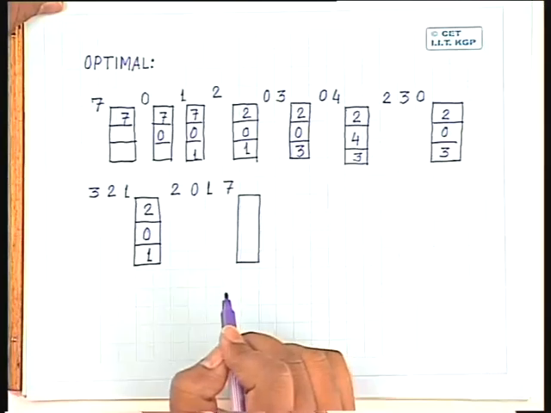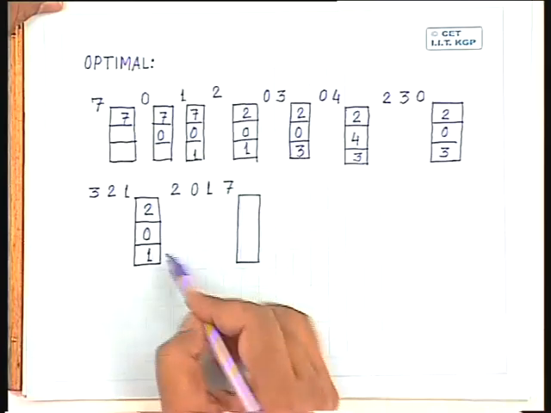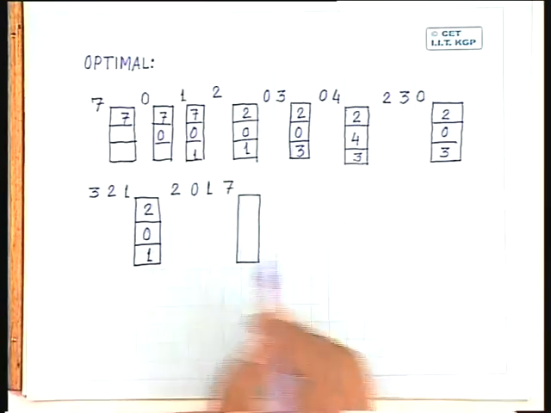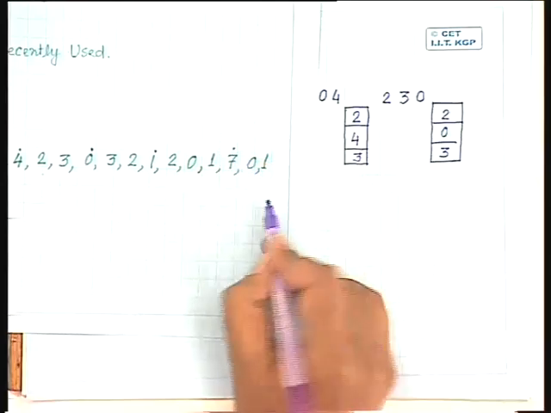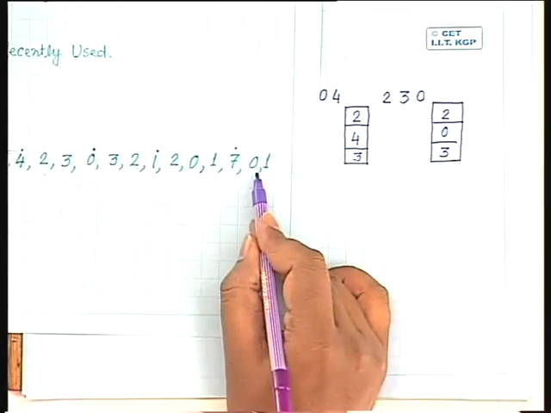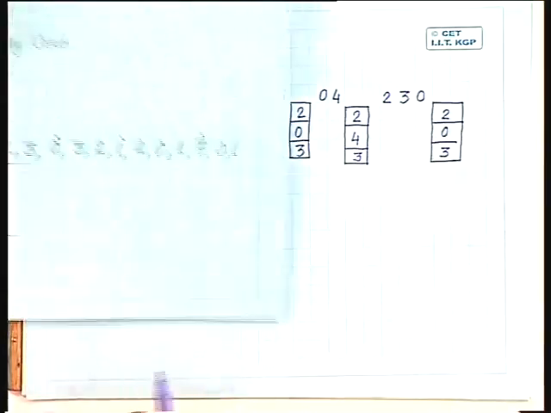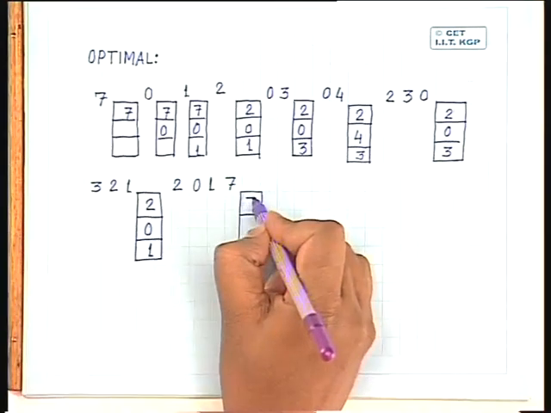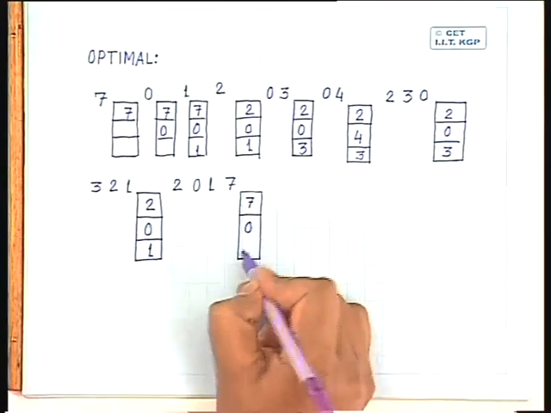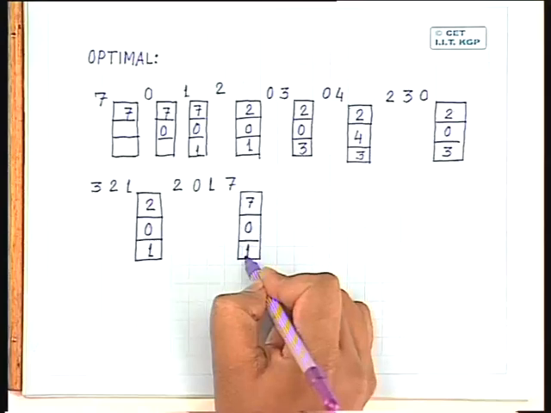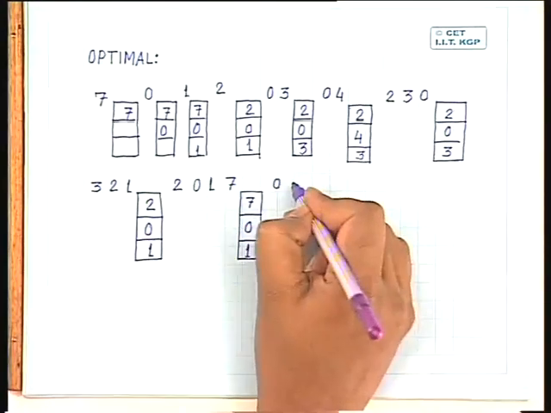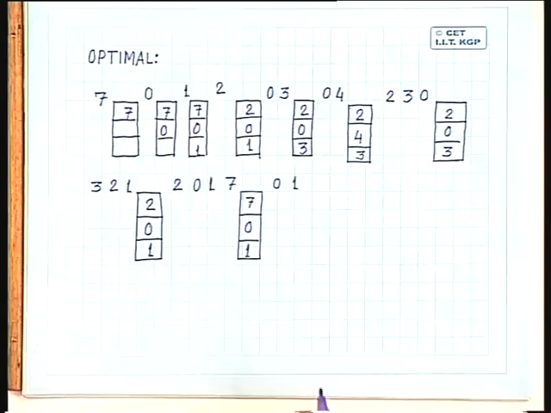Okay. Now, I have to find out that out of these 3 pages, which one is to be replaced. You find that here, right now I am at this point, page number 0 and 1 are going to be referred in future. It is page number 2 which is not going to be referred. So I simply replace page number 2 by page number 7. Right? Next time 0 is referred, no page fault. 1 is referred, no page fault.